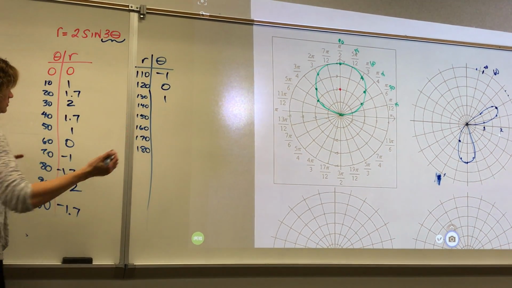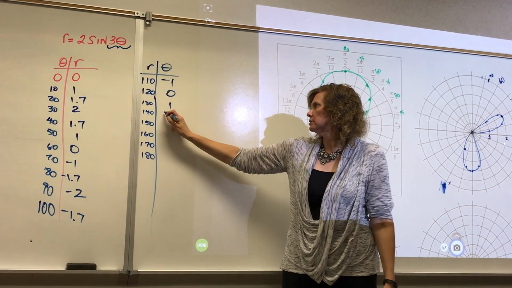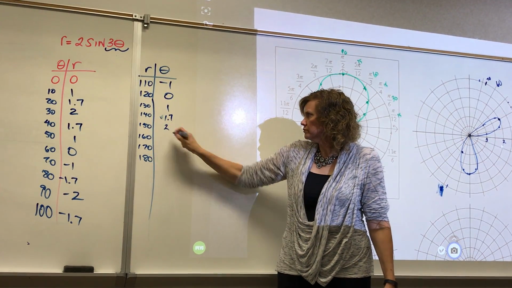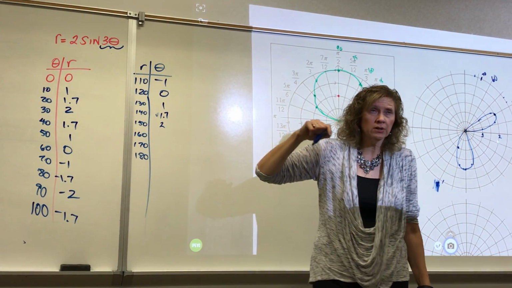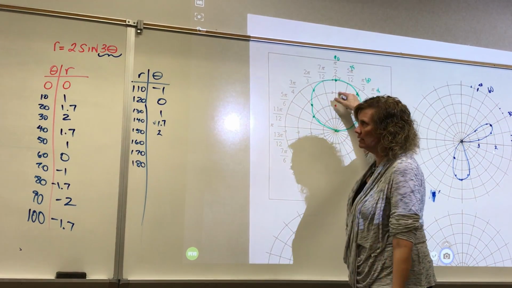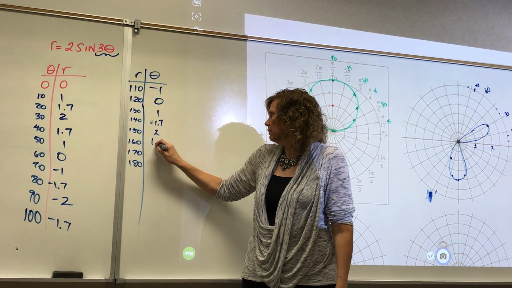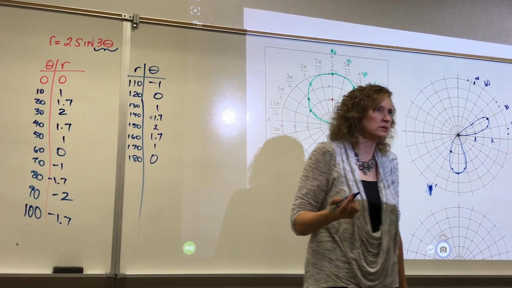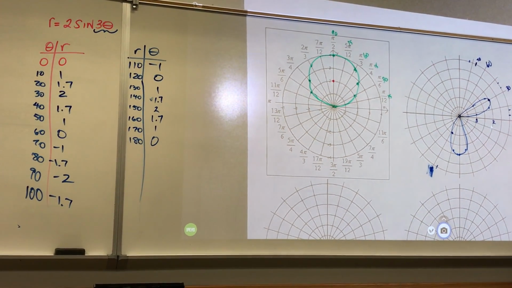Since the pattern goes so well, we can do this, 1.7. Well, it's not negative. We can double check ourselves. 150 times 3 is 450. 450 is all the way around and then ending up at 90. Sine of 90 is 1, and sure enough, we get 2. Okay. How often do I do this pattern? Not very often, because a lot of times it doesn't necessarily work so great. But let's just finish.